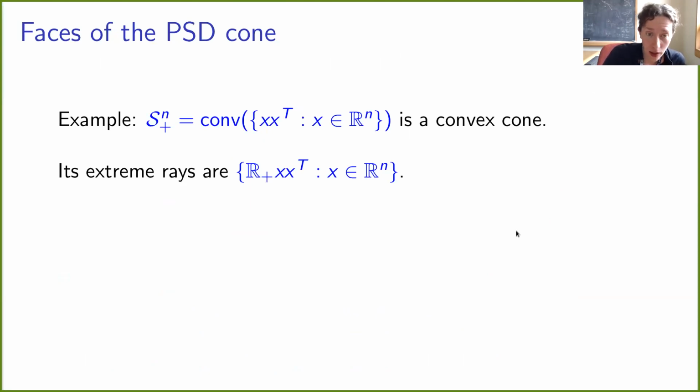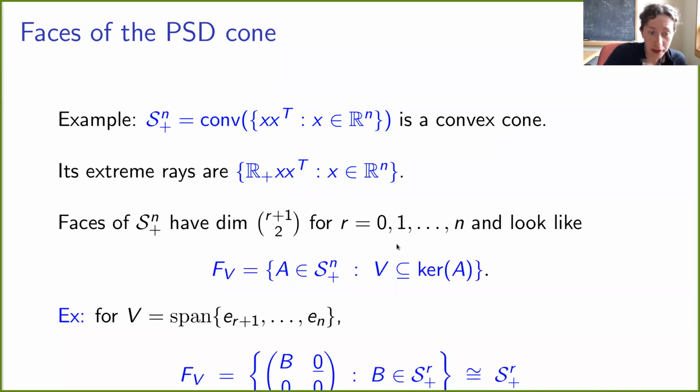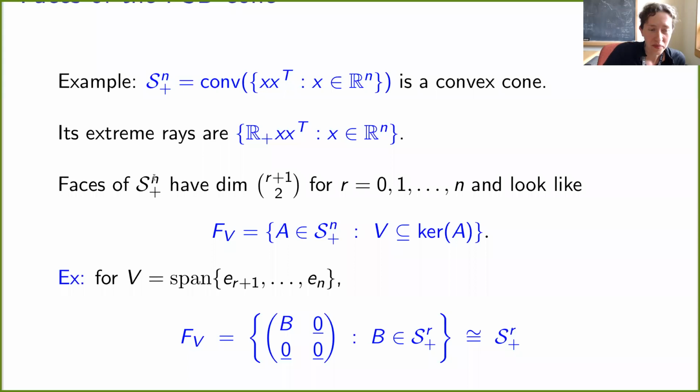So for example, if we take the PSD cone, we can write this as the convex hull of PSD matrices of rank 1, so a vector times its transpose. It's a convex cone, and its extremes are exactly the things of rank 1. More generally, this thing has faces. It gets hard to imagine because it's in quite high dimensional space, but it has faces of dimension r+1 choose 2 as r ranges over 0, 1 all the way up through n.